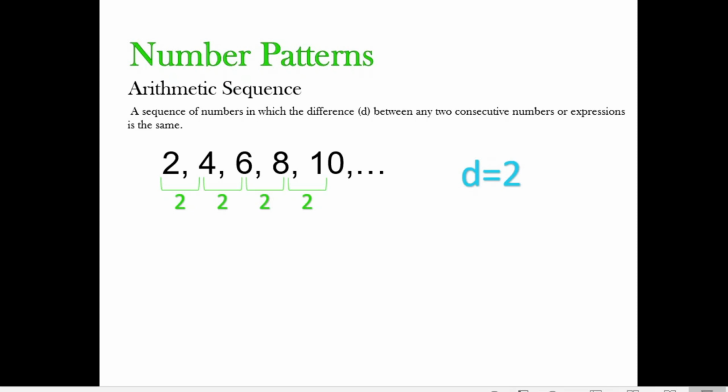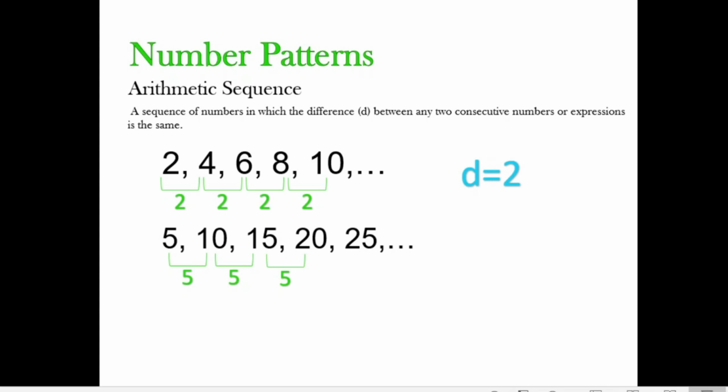Let's have another example of an arithmetic sequence. Is this a valid arithmetic sequence? Let's check. The common difference must be the same all throughout. So the difference between 5 and 10 is 5. That of 10 and 15 is 5. 15 and 20 is again 5. 20, 25. Their difference is 5. So the common difference is equal to 5.